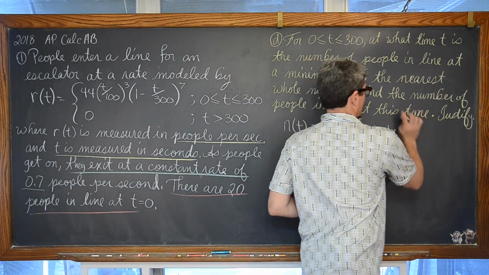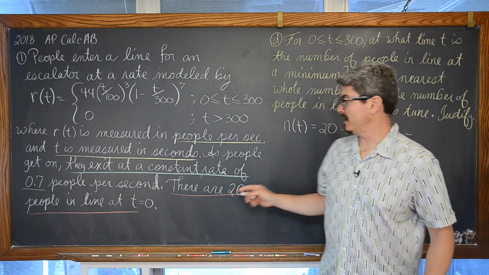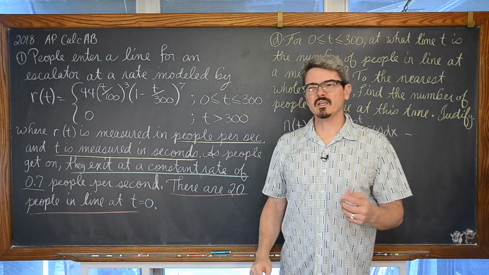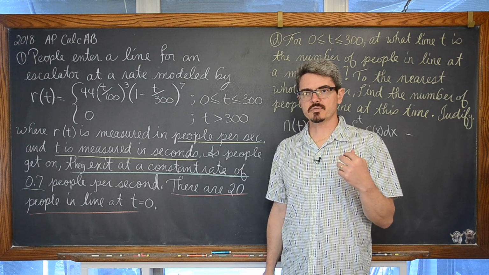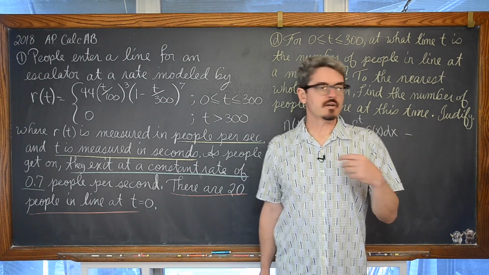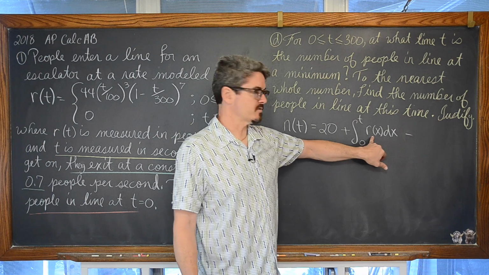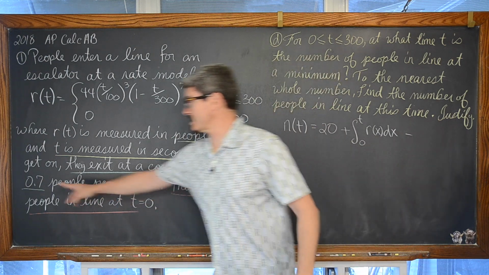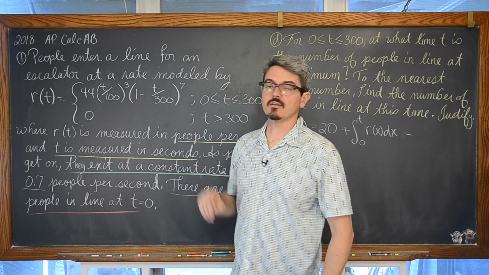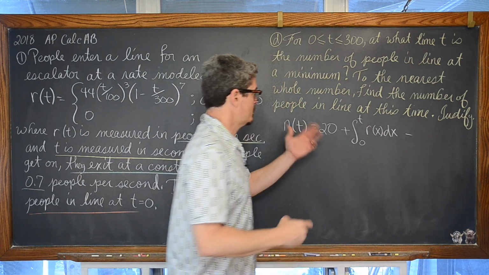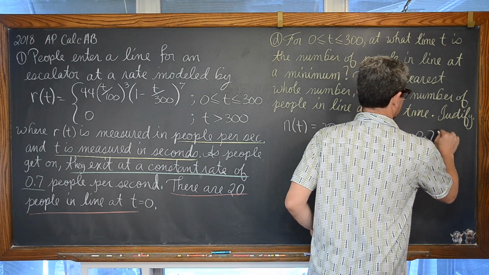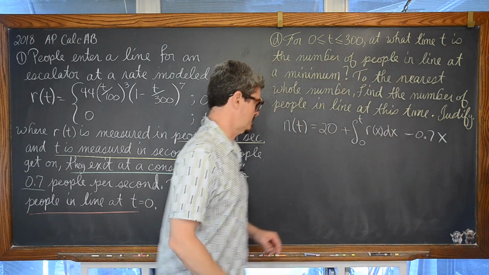and then from that we're going to add in, not add in, but take away, right? Because people are exiting the escalator. And we don't really need to set up a definite integral for this because the function which is describing the rate at which the people get off the escalator is constant, not variable like the function where they're getting on. So we can just take this and subtract 0.7 times t.